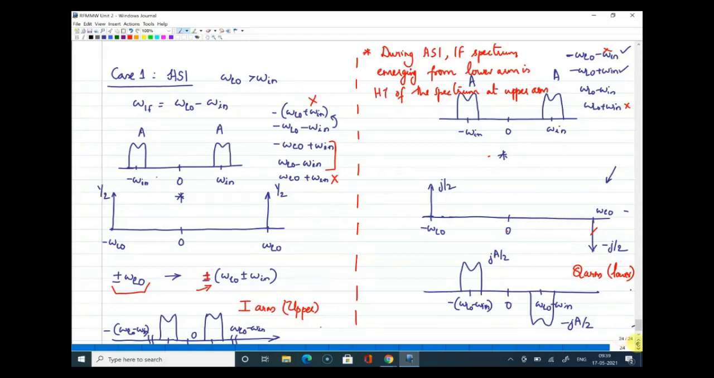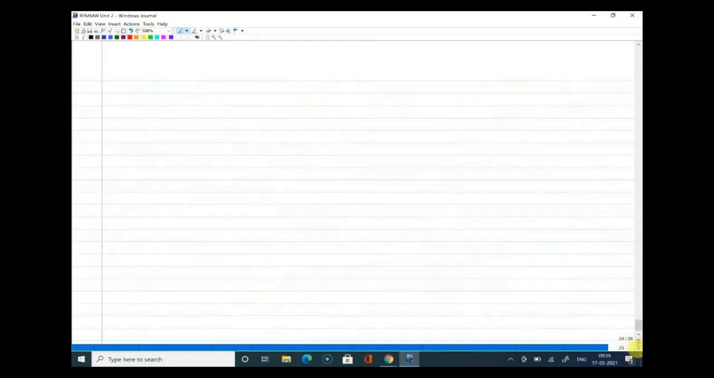Now let us look at the second case, which I'm leaving to you guys. Can you try the second case, which is low side injection? If you perform low side injection, what relation can you infer from the spectrum emerging from the upper arm and the lower arm? In the second case, omega LO is less than omega in, so the intermediate frequency is written as omega in minus omega LO, because omega in is greater in this case.